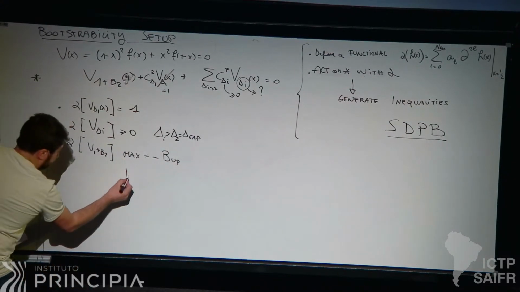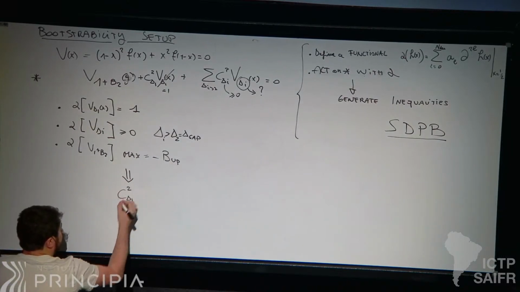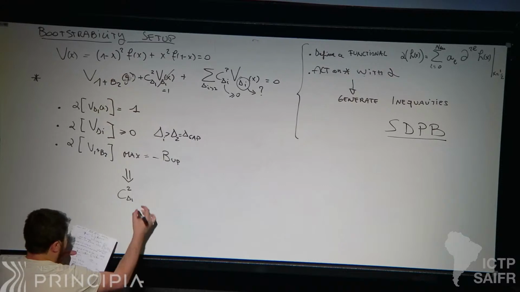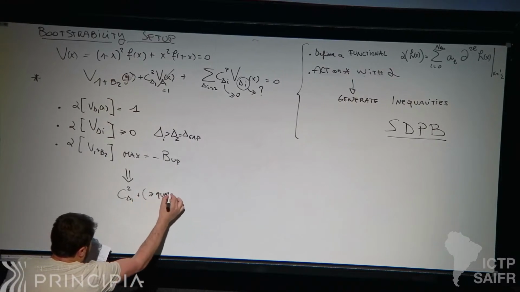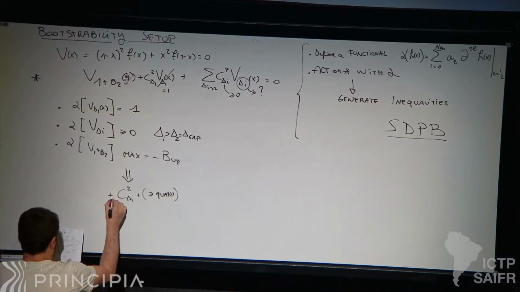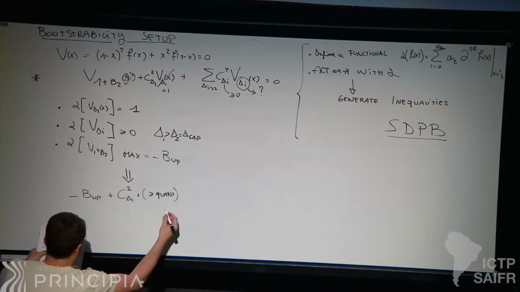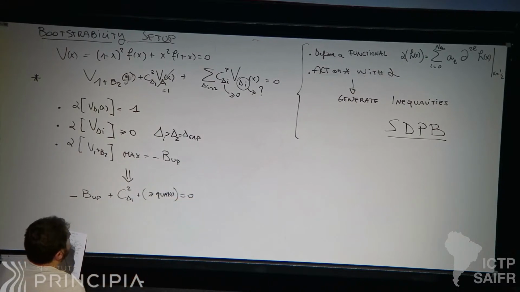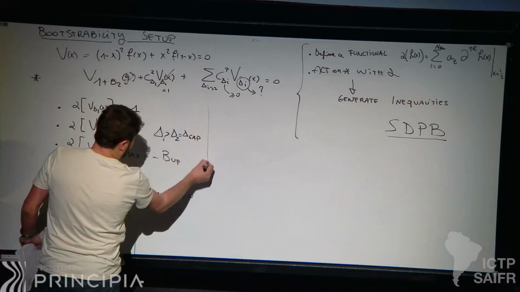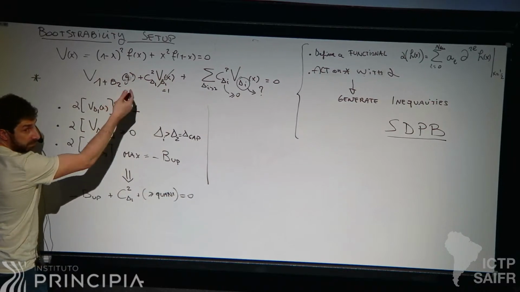And this is giving that C delta 1 square plus a positive quantity plus minus B up is equal to 0. Okay? Cool. This is one condition, one constraint that we can do. But I told you at the beginning, this is just a normalization, so I can choose the other sign.